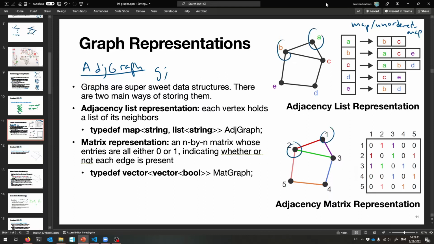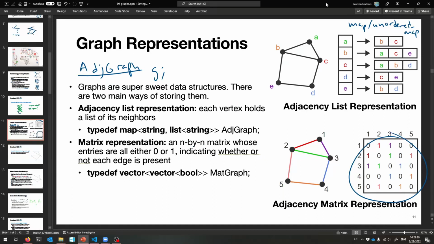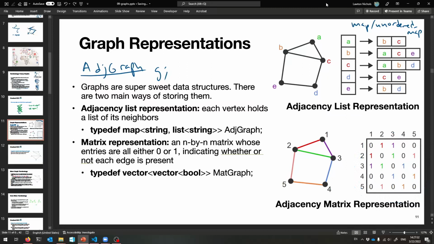Instead of B, we have to say 2. So it's like numbers. We've lost the names of these vertices, but maybe they're not too important. But the matrix representation is always n by n for your n vertices, and it's a matrix whose value at each entry is either 0 or 1, true or false, saying whether or not there is an edge there.